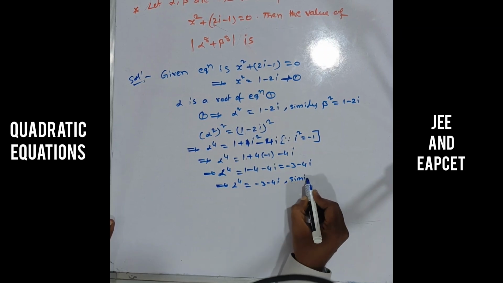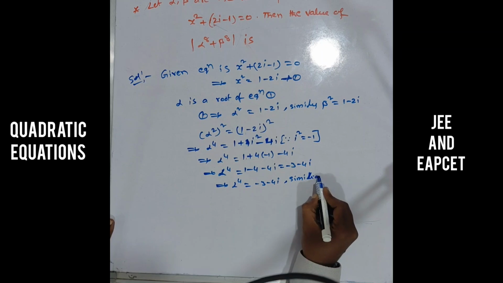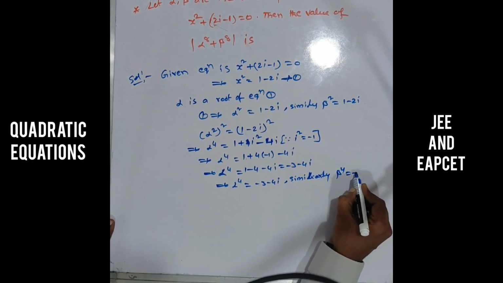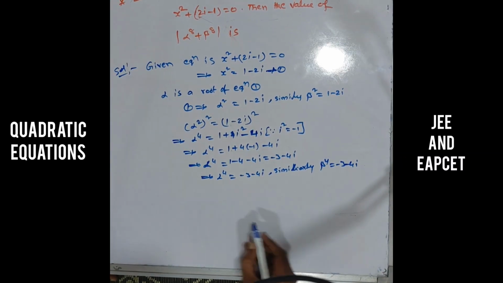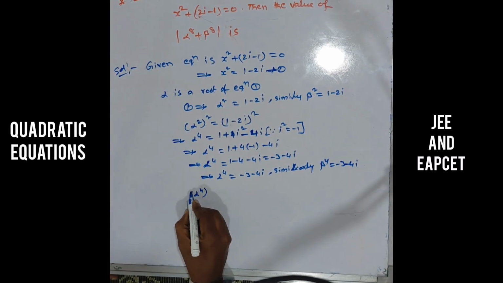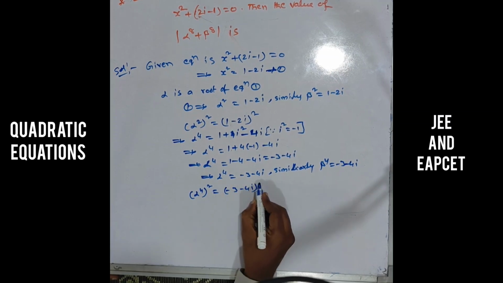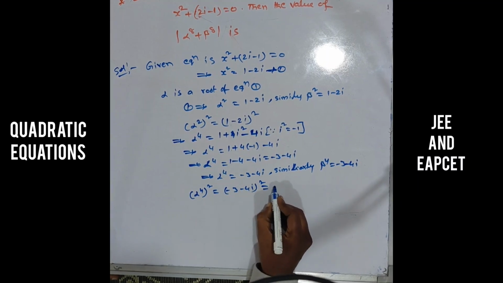Similarly, beta power 4 is equal to minus 3 minus 4i. Alpha power 4 whole square is equal to minus 3 minus 4i whole square. This is in the (a plus b) whole square form, where minus into minus is plus.